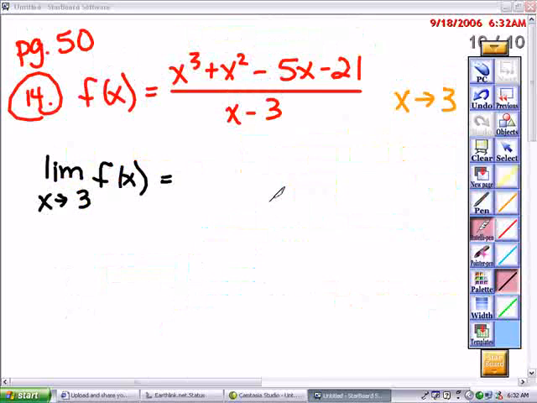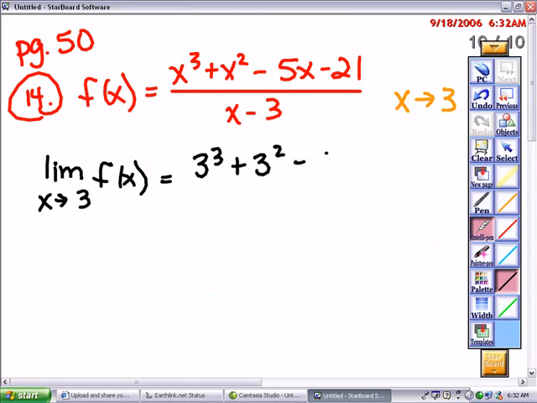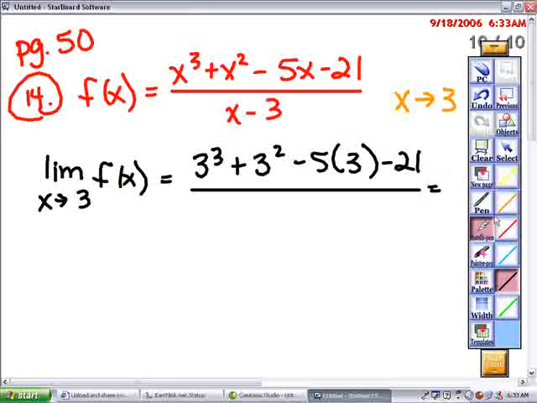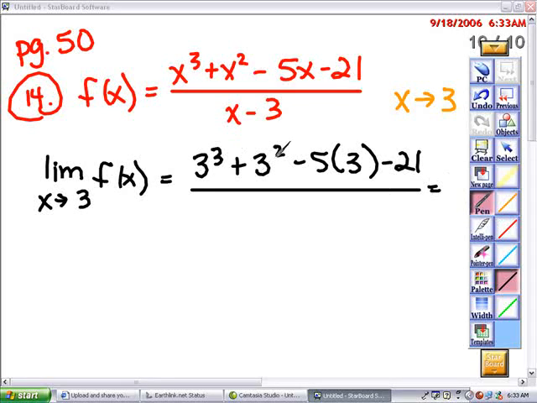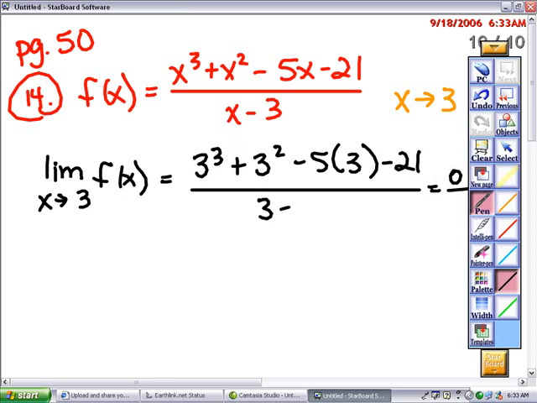We're also going to look at number 14. This is a rational function, and if we try to evaluate the limit as x approaches 3, we're going to have a numerator of 27 plus 9, which is 36, and minus 15 and minus 21, which is also subtracting 36, so we get 0 on top, and 3 minus 3 in our denominator is also 0. So we're going to have to somehow simplify this equation.